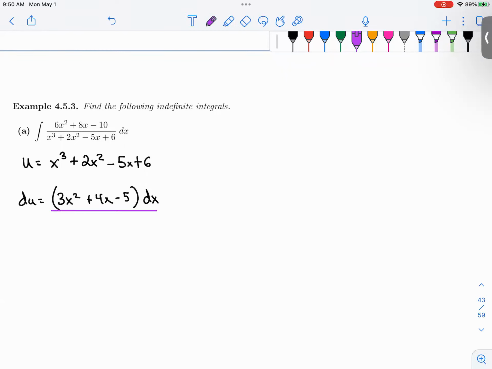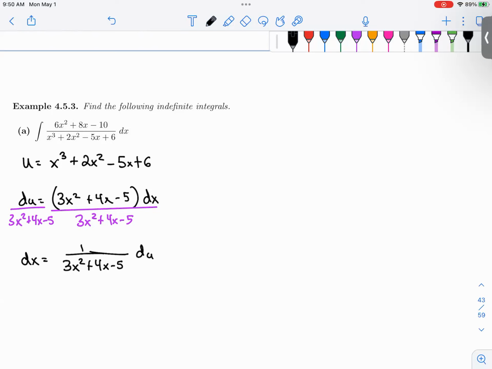But I'm going to take this. I'm going to stop writing this down in the future, but just while we're still seeing this in action. So we get that dx is equal to 1 over 3x squared plus 4x minus 5 du. I always put the du at the very end, because that's where the differential is supposed to be in an integral. The dx, the df, the du, whatever it is, always ends up at the end. So, any questions so far?